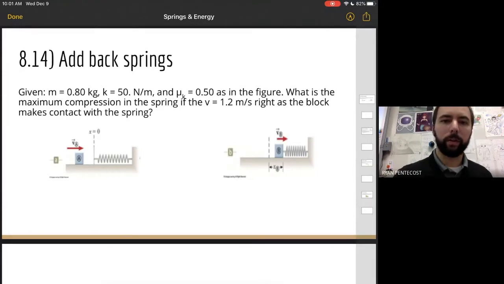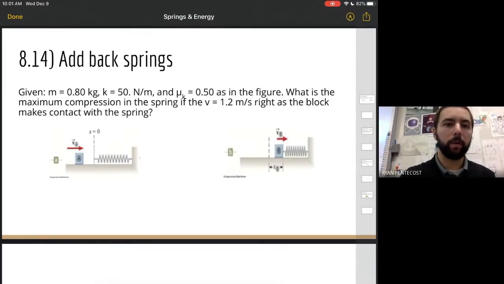Hi everyone. So today we're going over springs in energy, whereas yesterday we did centripetal motion in energy. So we're going to add back springs to our energy problems.